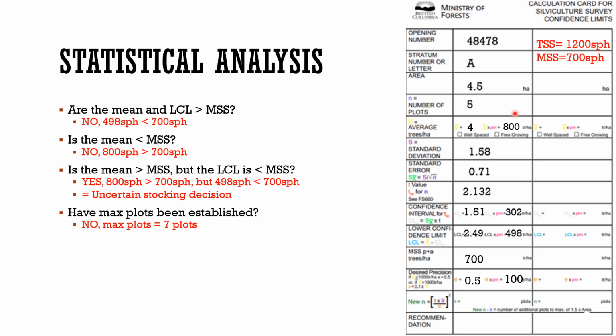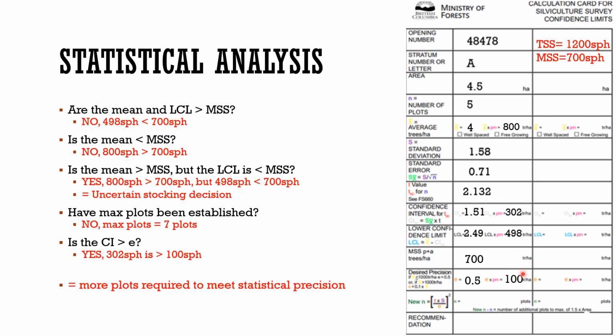So given that, we now have to move on to the next step, which involves comparing the confidence interval to the desired precision. Our confidence interval is 302 stems per hectare, and our desired precision is 100 stems per hectare. So our confidence interval is greater than our desired precision, and so that means that we need more plots.